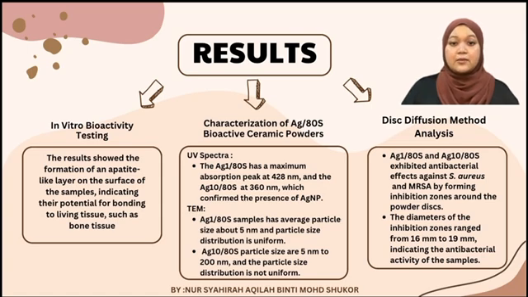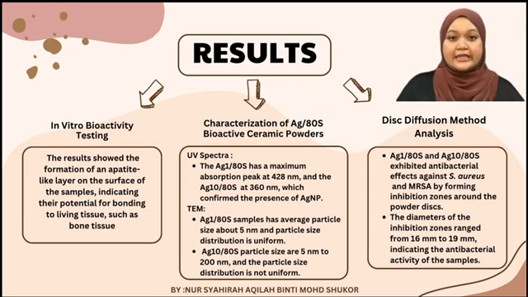For the transmission electron microscopy, the 1% silver with silica-based calcium phosphate sample has an average particle size of about 5 nanometer and a uniform particle size distribution, while the 10% silver sample has particle sizes of 5 nanometer to 200 nanometer, and the particle size distribution is not uniform. For the disk diffusion analysis, the 1% and 10% silver samples exhibited an antibacterial effect against S. aureus and MRSA by forming inhibition zones around the powder disc. The diameter of the inhibition zones ranged from 16 mm to 90 mm, indicating the antibacterial activity of the samples.